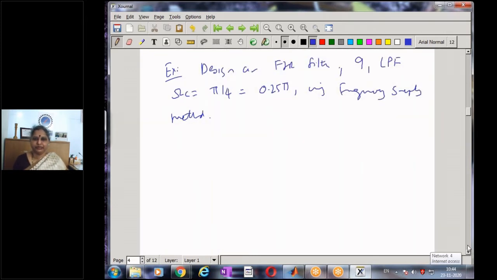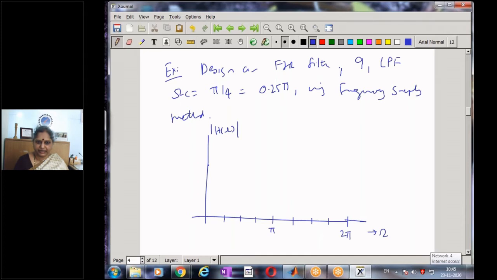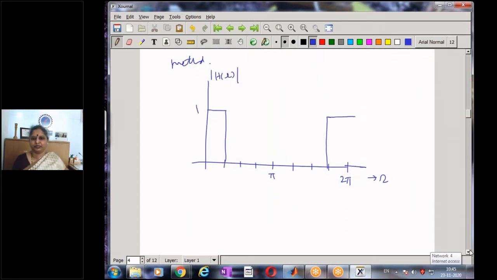So now as a first step, I need to first sketch my desired response. So this is my pi, this is my 2 pi. What is given is mod of H of omega, and this is say pi by 2, pi by 4, and say 3 pi by 2. I'm just drawing it freehand. So this is my desired response. And we know by symmetry, we are going to have the same magnitude here. So this is my step 1. I will first draw my desired response.